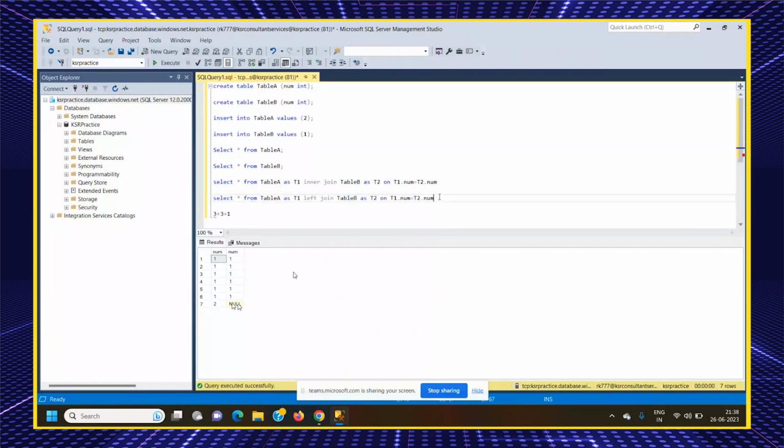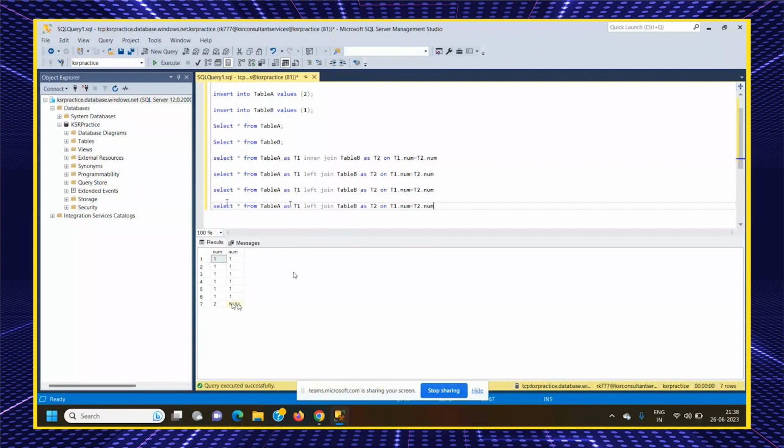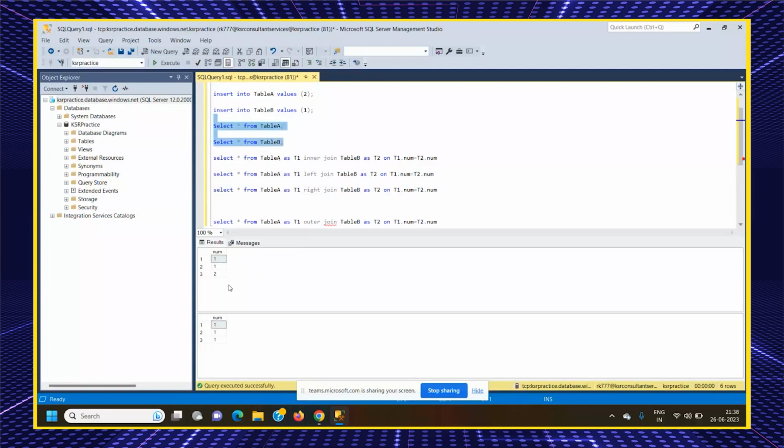So similarly, we would do a right join. One after the other, we will increase the complexity. We will add a few more records. Let's assume we will check the records again. So table A has 1, 1 and 2. Table B has 1, 1 and 1. So in case of right join, how do they look?